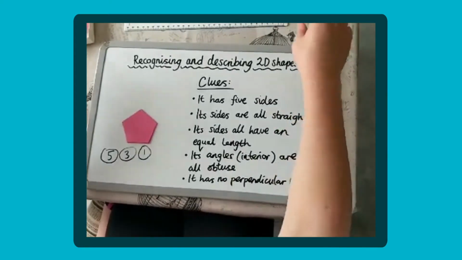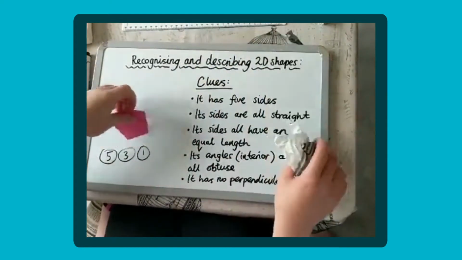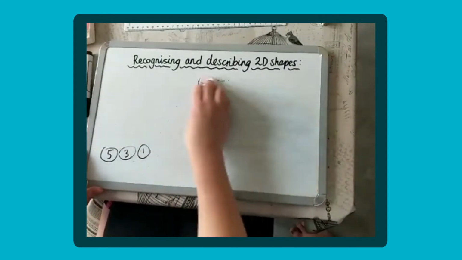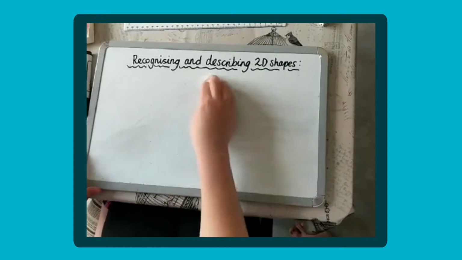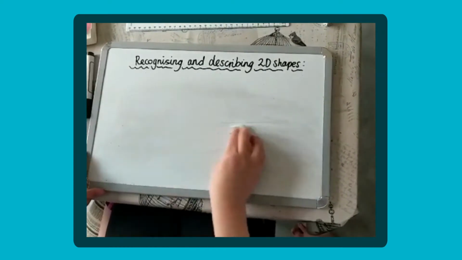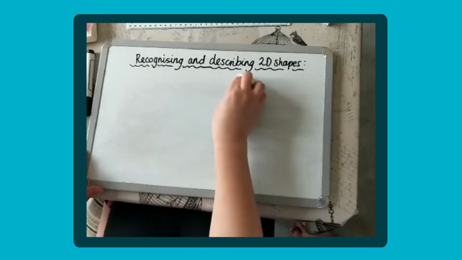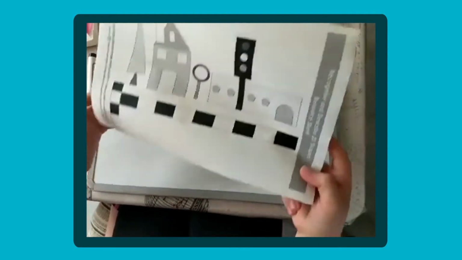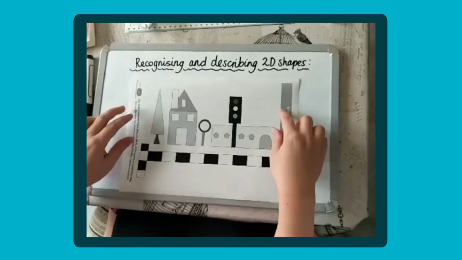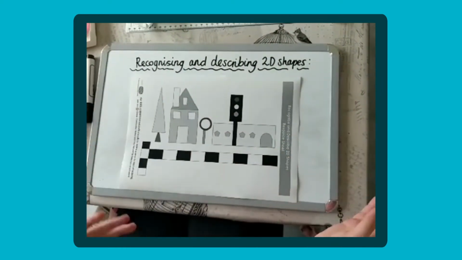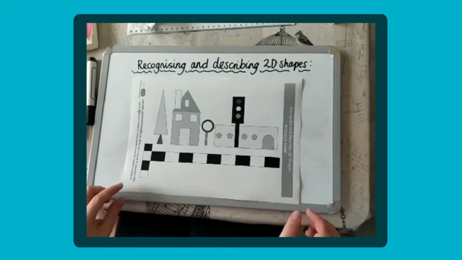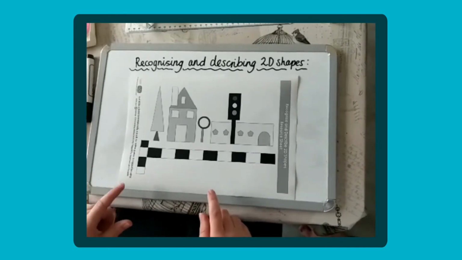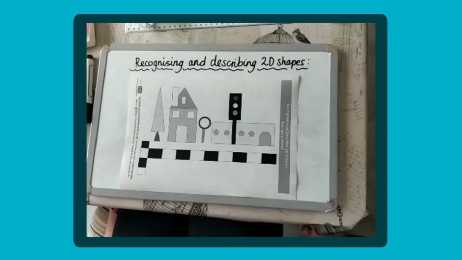Now I'm going to move on to my second activity. Just going to clean this board nice and quickly. So this second activity requires children to use their observational skills, and we are going to show a picture. This picture shows a busy street, and it has many parts to it, and as you can see, all the parts have been made up using 2D shapes.